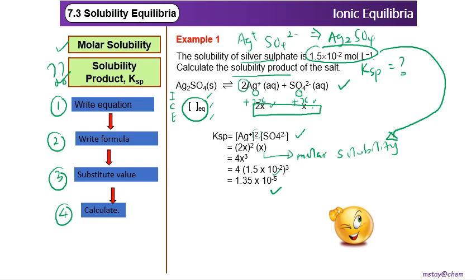The Ksp value, similar to Ka, Kb, Kc, and Kp, is dimensionless. No unit is needed.